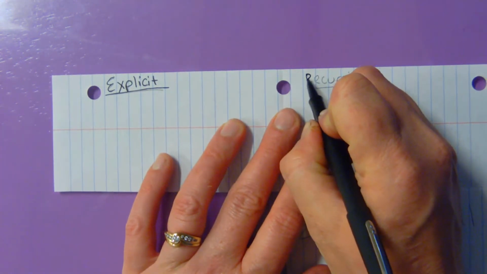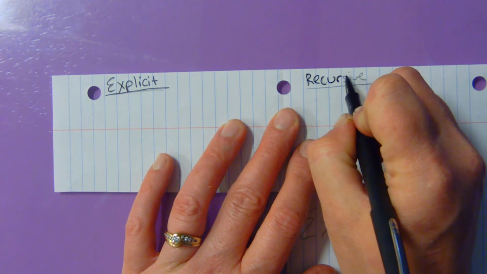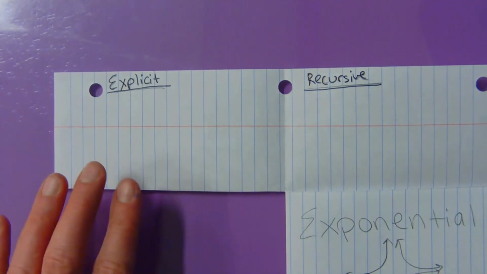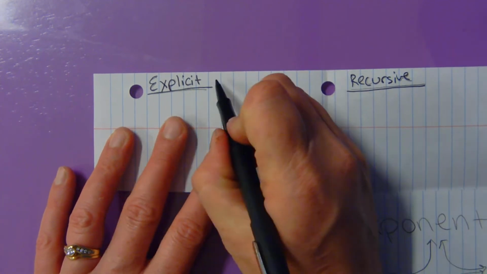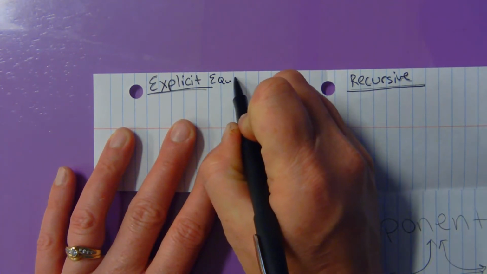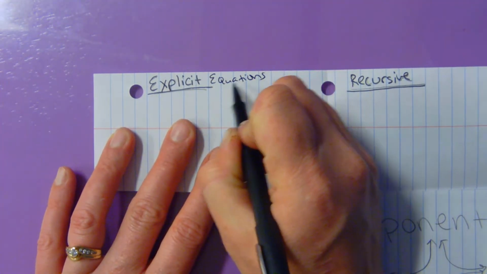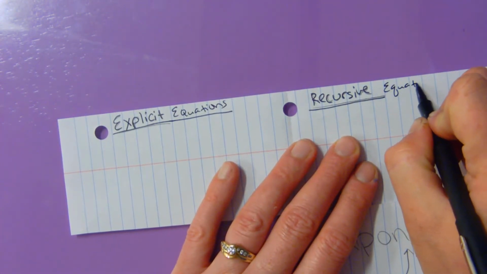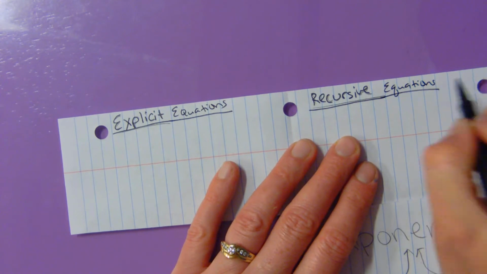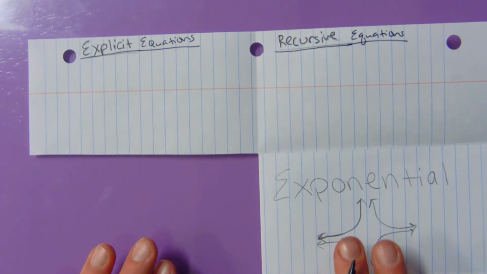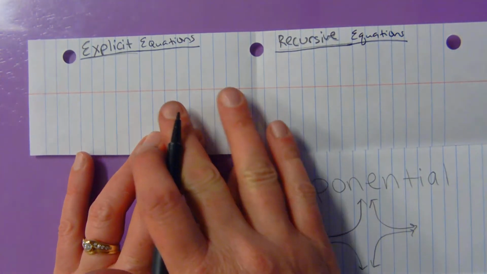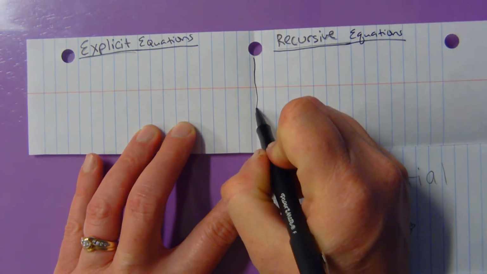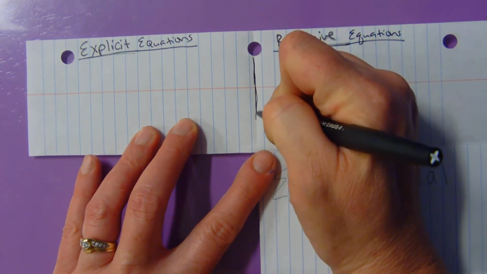Explicit and recursive. And so we have, let's go more exact, explicit equations and recursive equations. And so in our table, our linear function, we're going to have a table. This should be a straight line.